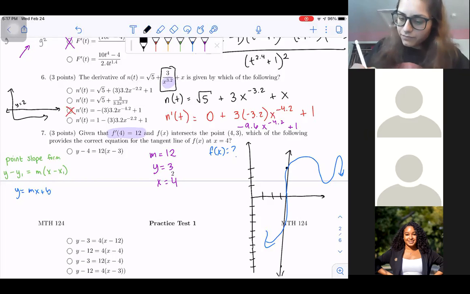So we'll have y minus y1. So in this case, y1 is 3.